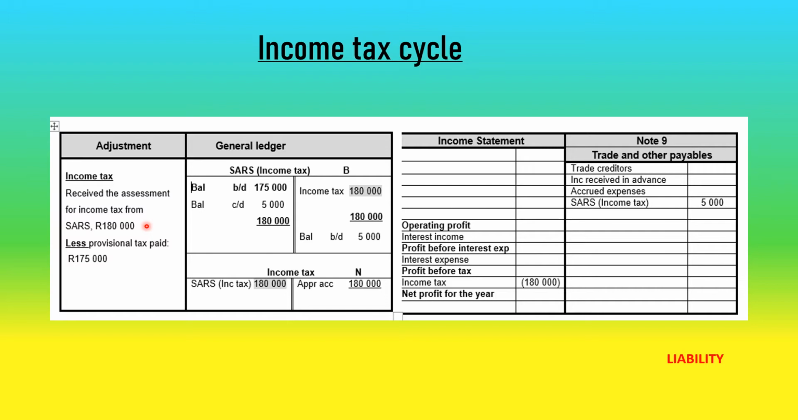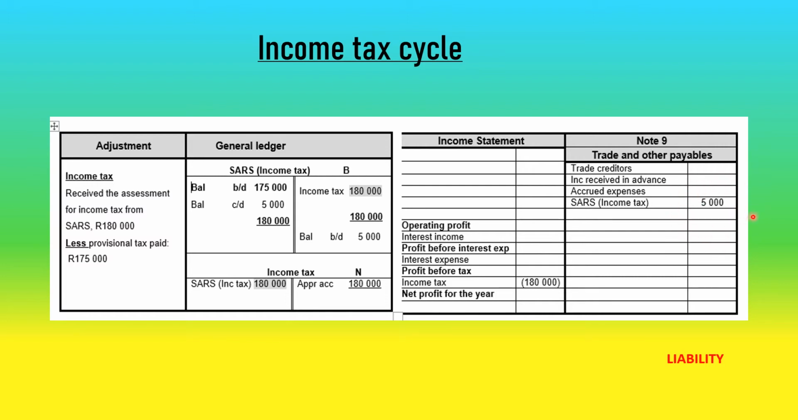So this is SARS's official document that's telling you that you owe them 180,000, but you've paid them 175,000 during the year, which means you still need to pay 5,000 Rand more. Therefore, you will see that your SARS income tax account is 180,000, which is the amount that SARS says you owe them. This amount will also form part of your trade and other payables. That is because it's still a liability at year end.